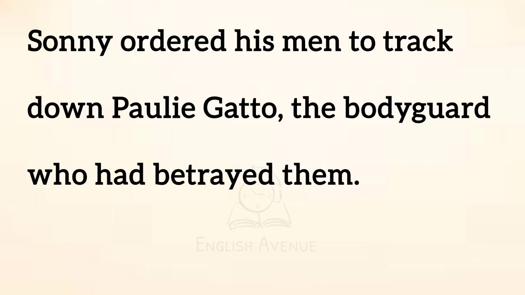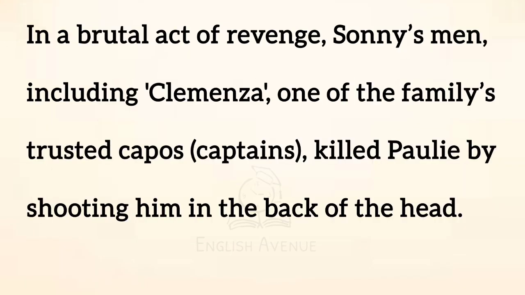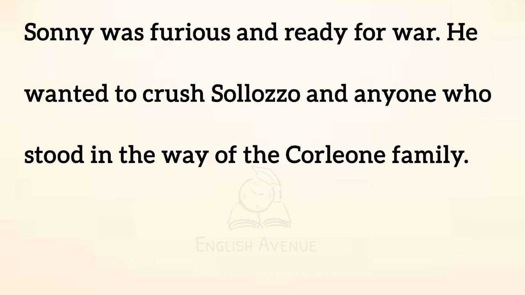Sonny ordered his men to track down Paulie, the bodyguard who had betrayed them. In a brutal act of revenge, Sonny's men, including Clemenza, one of the family's trusted caporegimes, killed Paulie by shooting him in the back of the head. Sonny was furious and ready for war. He wanted to crush Sollozzo and anyone who stood in the way of the Corleone family.